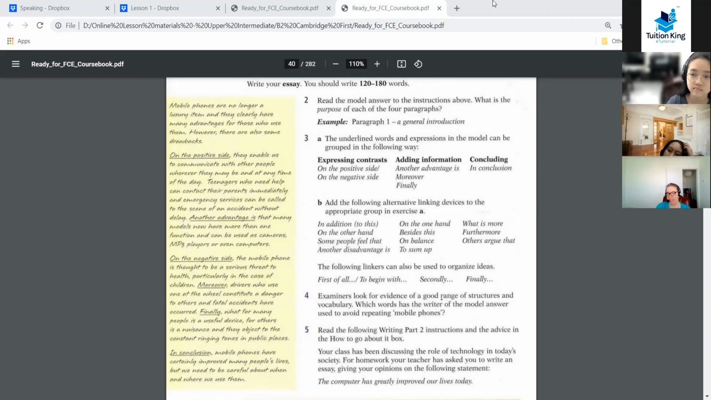Li Jai Chi, do you agree with this essay? Yes, I agree with the essay. Okay, why? Because I think it helps us see the advantages and the disadvantages. Okay. And then it helps us not to always use the mobile phone, because it will harm our health.